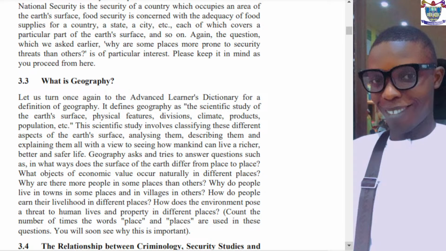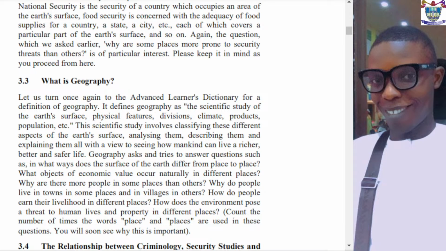Geography. Let us turn once again to the Advanced Learner's Dictionary for the definition of geography. Remember, I told you guys in your first semester that for you to understand a lot of things, your dictionary needs to be close to you and you need to make it your friend. It's also a very good way for you to build your vocabulary. I remember saying all this last semester.